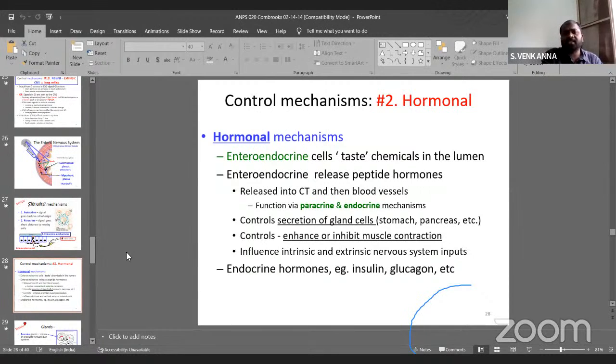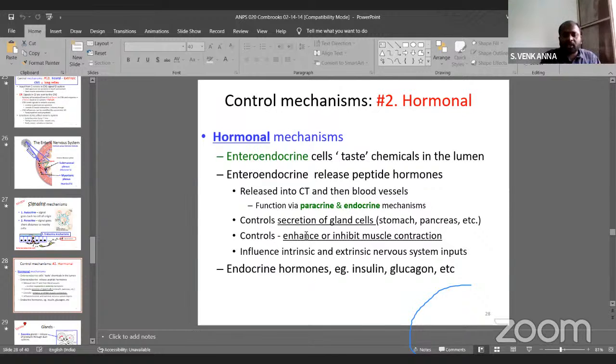The endocrine cells taste the chemicals in the lumen. Endocrine cells release the peptide hormones. The peptide hormones convert to the amino acids. Amino acids are of two types: essential amino acids and non-essential amino acids. Essential amino acids are 20, non-essential 56 or more than 100. So it is released into the connective tissue and then blood vessels. The functions work via paracrine and endocrine mechanisms.